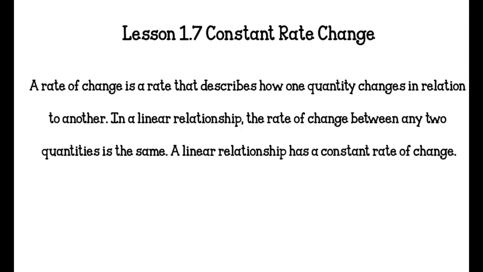Lesson 1.7 is constant rate of change. A rate of change is a rate that describes how one quantity changes in relation to another. In a linear relationship, the rate of change between any two quantities is the same. A linear relationship has a constant rate of change. So basically what that's saying is that in a line, like when you look at a graph and you have a line on it, it is going up at the same rate, which is that constant rate of change.